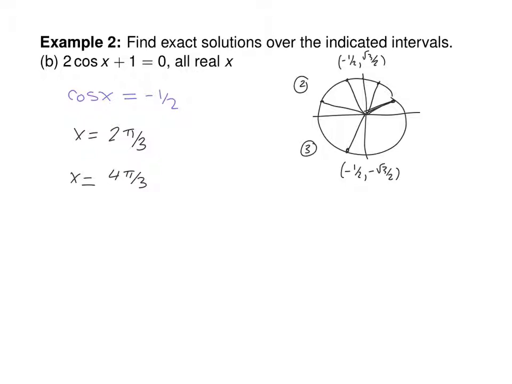So this one says all real x as opposed to just between 0 and 2 pi. So you need to be able to account for going 2 pi thirds in a whole other rotation. So what do you have to add onto the end of that 2 pi thirds? Plus 2 pi n, and 4 pi thirds plus 2 pi n as well.